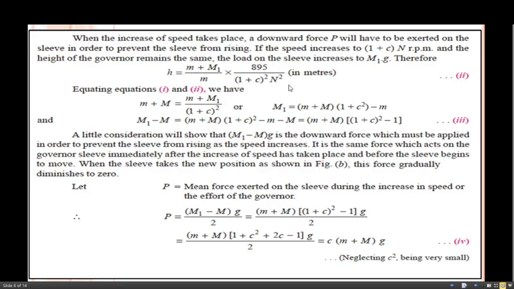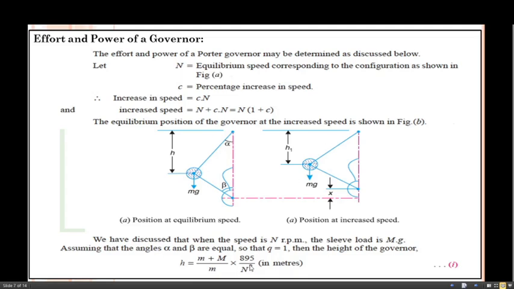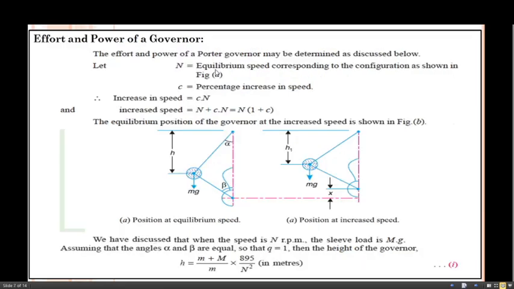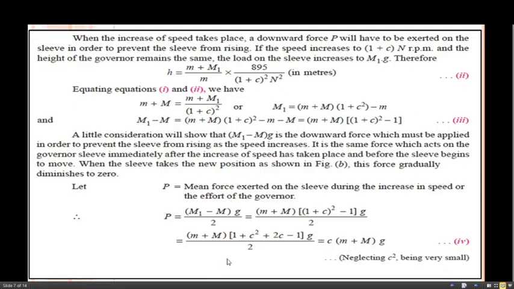In the previous equation, you only have to replace this N term by this term. Then the equation we get is like this one: h equals to (m plus M1)... So when the speed increases, you have to consider this capital M, or load on the sleeve, as nothing but M1, and the speed will increase like this: (1 plus c) whole bracket square into N square.